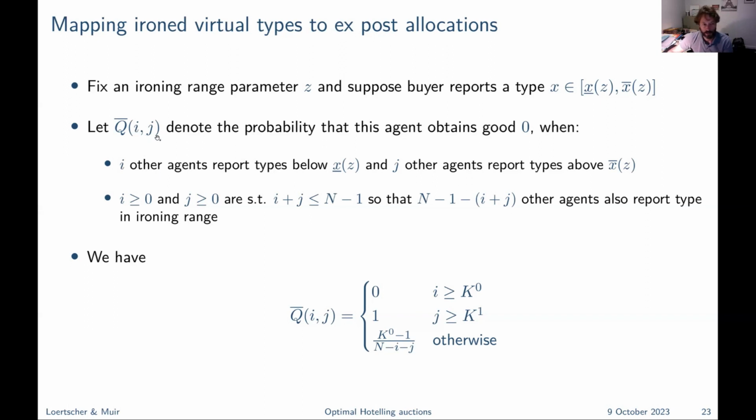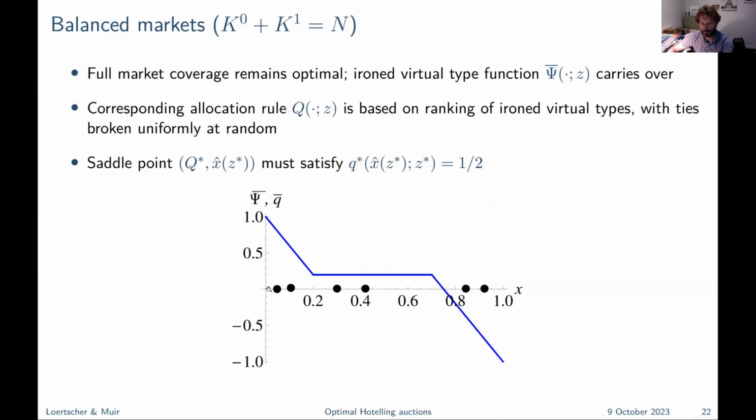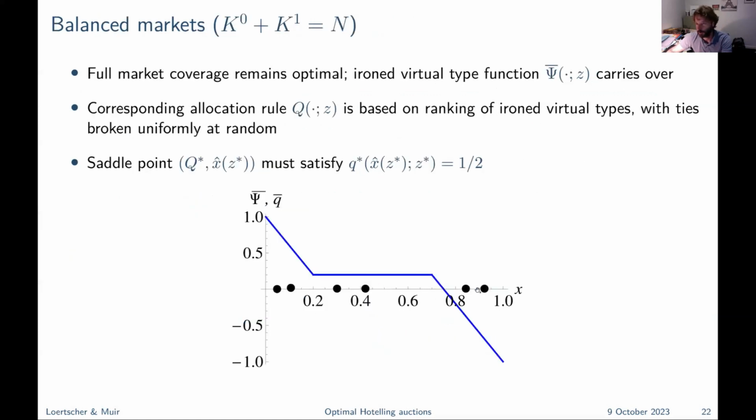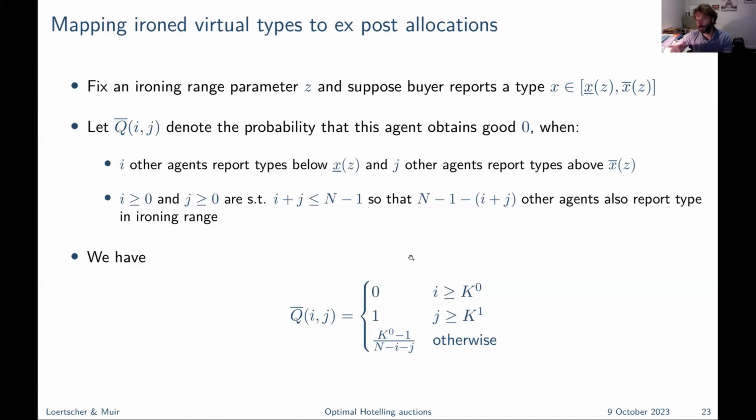So what are I and J? I is the number of agents who reported types below the ironing range. So here it would be 2 in this case. And J is the number of agents who reported types above the ironing range here, right? So that means that N minus I minus J minus 1 agents reported types within the ironing range.